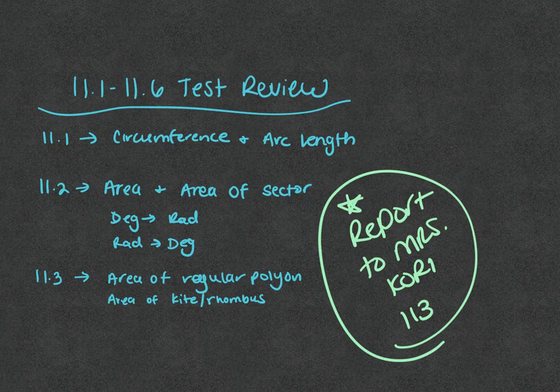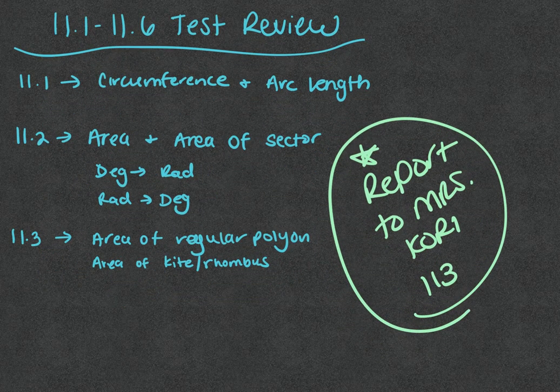This is what we need to know from the beginning sections. So in 11.1, we had circumference and arc length. Those were not on that reference sheet. So remember, circumference is pi d or 2 pi r. Arc length is the measure of the arc over 360 times either circumference, pi d, or 2 pi r. You could use any of those three.